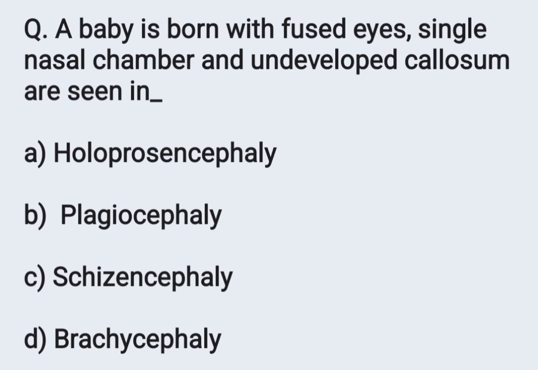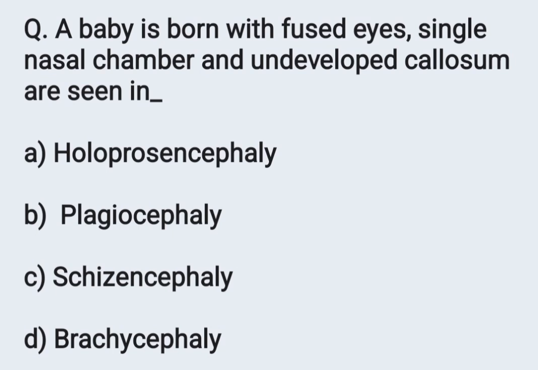We can see the first question. A baby is born with fused eyes, single nasal chamber and undeveloped corpus callosum are seen in which option? Option A, holoprosencephaly. Option B, plagiocephaly. Option C, schizencephaly. Option D, brachycephaly.